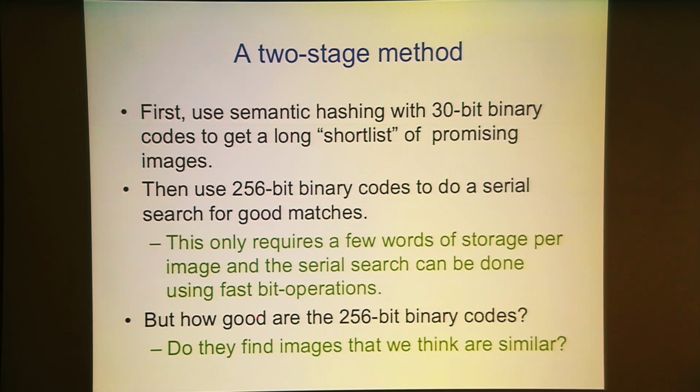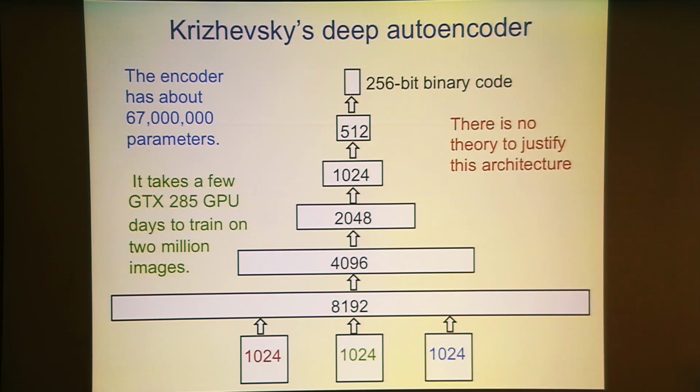So the question is, will our 256-bit binary codes work well enough to produce reasonable answers? So Alex designed an autoencoder like this. There are no principles whatsoever except that on a GPU, powers of 2 is a good idea, and he wanted to end up with 256, so he just kept doubling it until he got back to that. He inputs 32 by 32 color images. So these are small color images. You can still see a lot in an image like that.